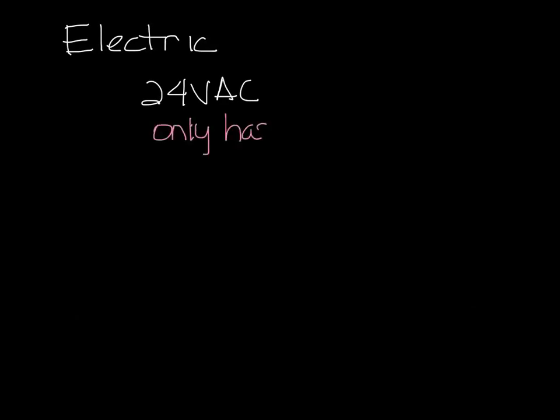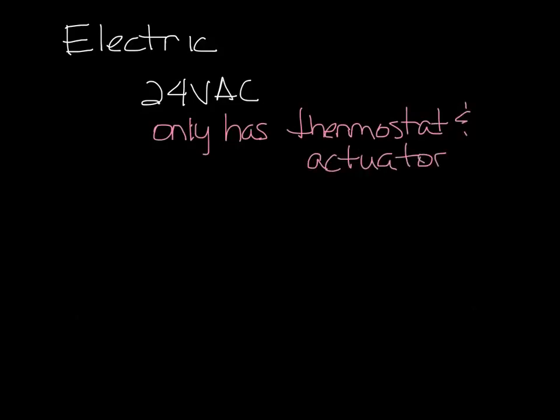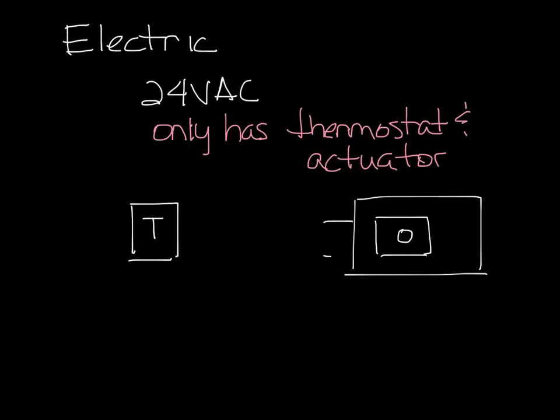The simplest control system is electric. It's also the least used control type. An electric control system is a low voltage system using 24 volts AC. In an electric control VAV box, you only have a thermostat and an actuator. So let's put a thermostat over here, and we'll put an actuator on the damper shaft. Let's draw in the rest of the box real quick.